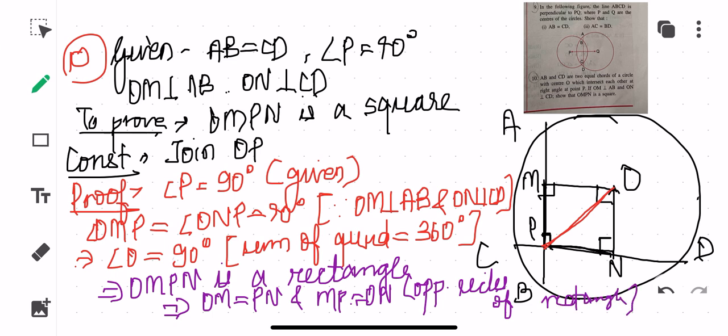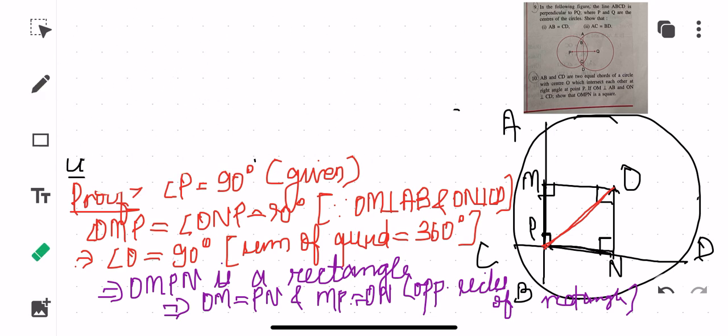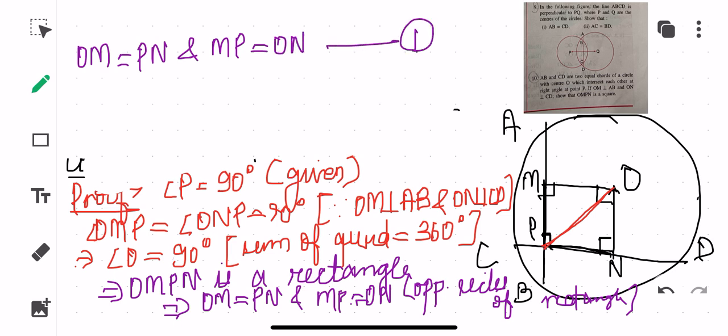Okay, so this is what you are getting. I'll write down here once again that you are getting OM is equal to PN and you are getting MP equal to ON. Okay, MP is equal to ON. So this you will be marking as equation number 1. The reason I have written, children, is that you have already proved that it is a rectangle and you know that the opposite sides of the rectangle are equal.